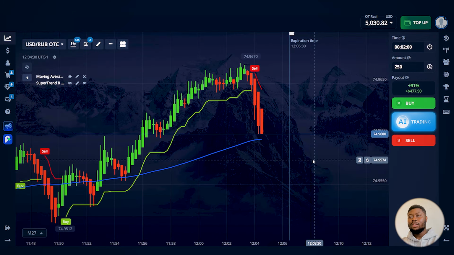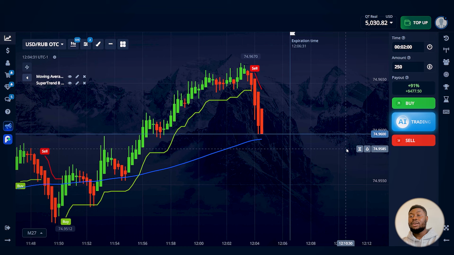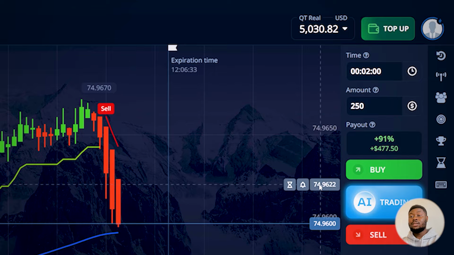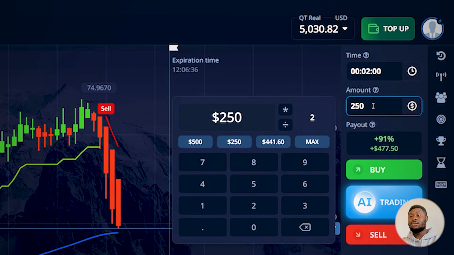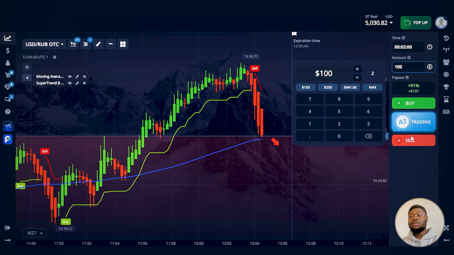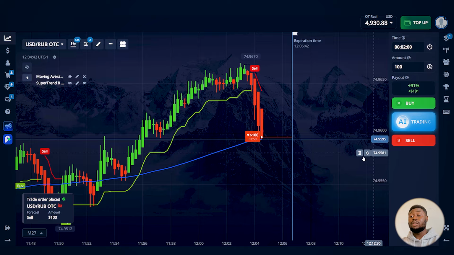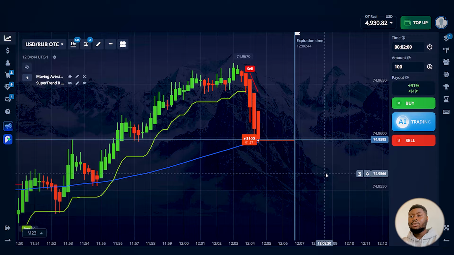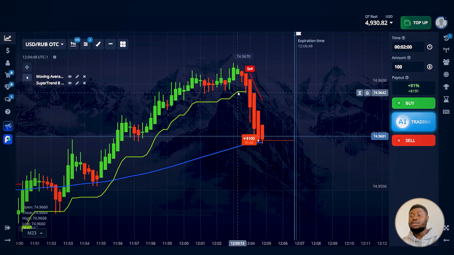Look, I think this situation is suitable for analyzing the main errors in the work. This time my trade amount is $100. Let's open the trade to reduce the price. The trade is open, so it's time to study the situation in more detail. The green level of the super trend indicator has already crossed. There's a new trigger that indicates a price reduction.